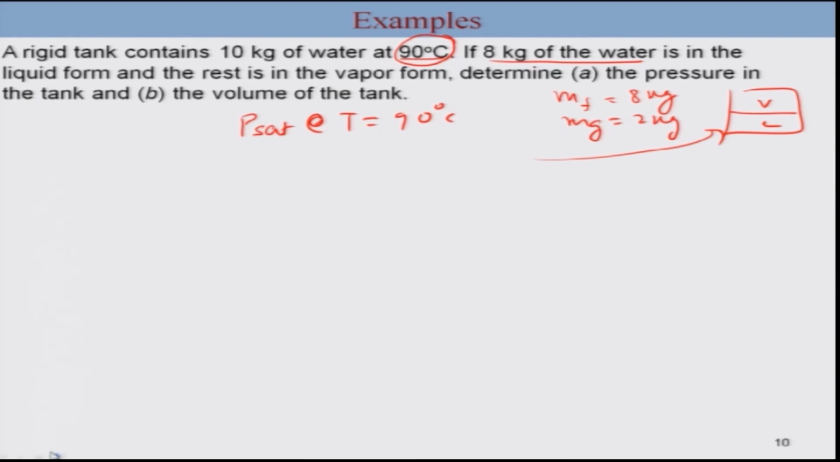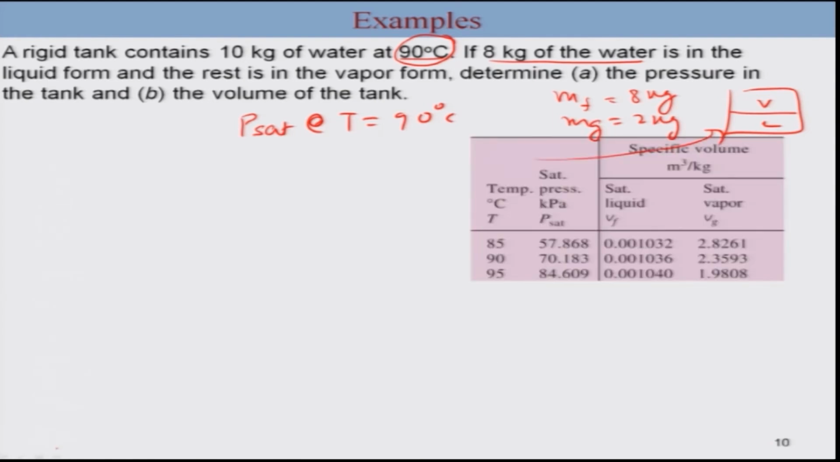So this is something which you can clearly find using a table, and the table you are going to use is this, which is the A4 table. The temperature is given to you as 90 degrees and the corresponding pressure is this. So this becomes your saturation pressure. So this is the answer for the first question. So this is your pressure. Now what about the volume of the tank?